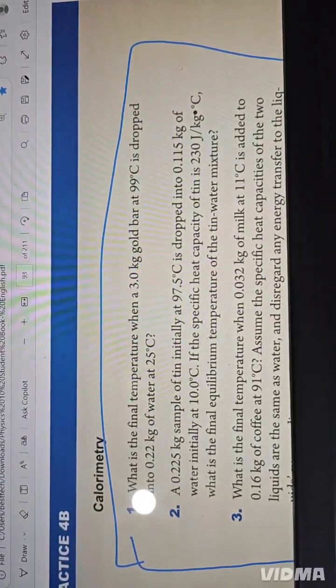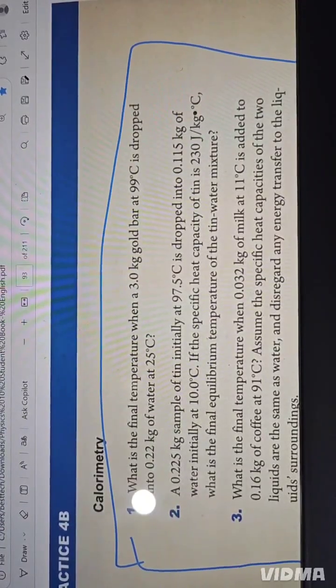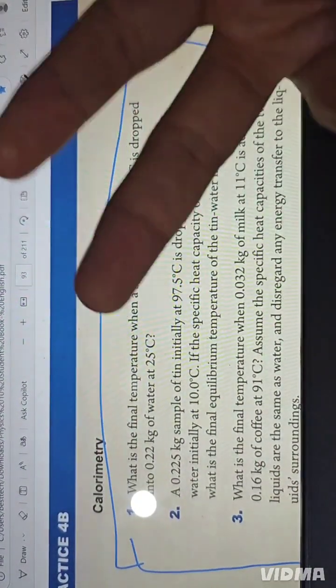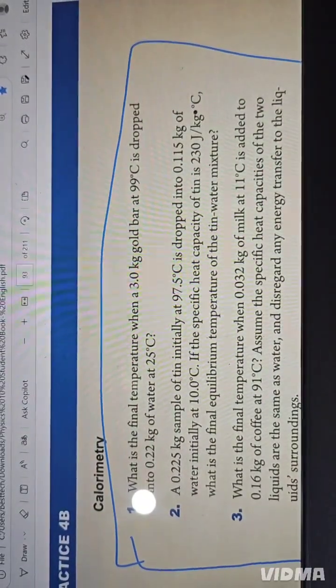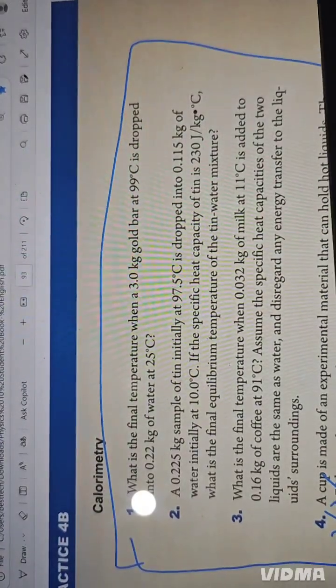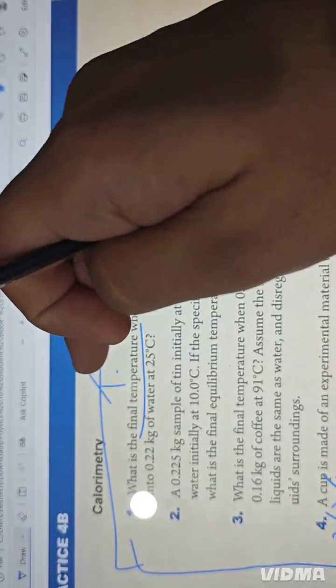First of all, the question says, what is the final temperature? But I forgot to tell you one thing. In this topic, every time you have two objects, maybe one of them water, the other oil, or maybe one of them any object and the second milk. Every time you have transferring energy between two objects. If the question says final temperature, it means TF, final temperature.